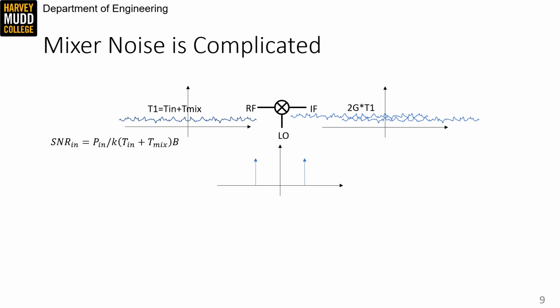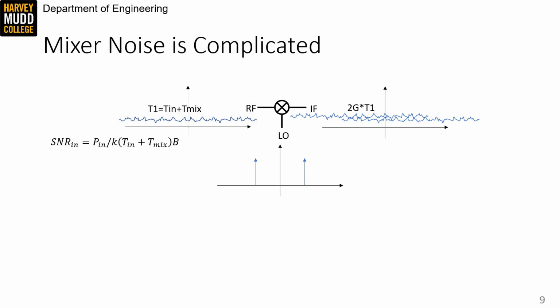To analyze the noise temperature of a mixer, we're going to imagine that we have noise with a temperature T1 at the input, which represents a combination of the input noise temperature and the contribution from the mixer itself. We're going to get two copies of the input noise spectrum at the output, one from the positive LO sinusoid and one from the negative LO sinusoid, and they're both going to be scaled by the conversion gain. Getting multiple copies of noise like this is called noise folding.